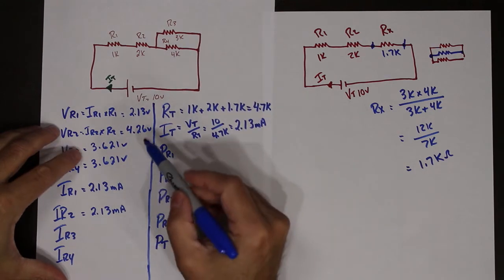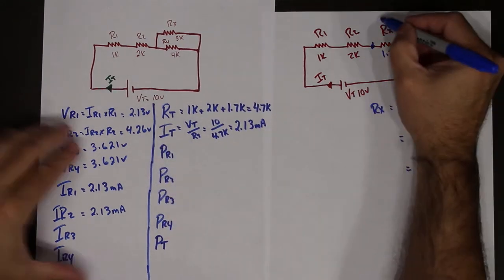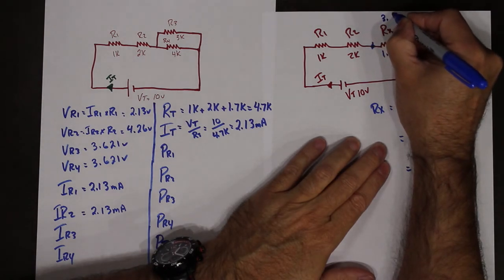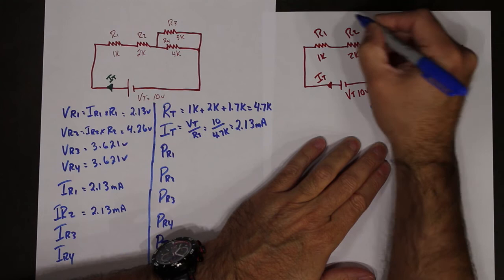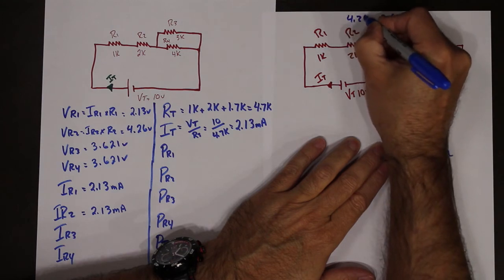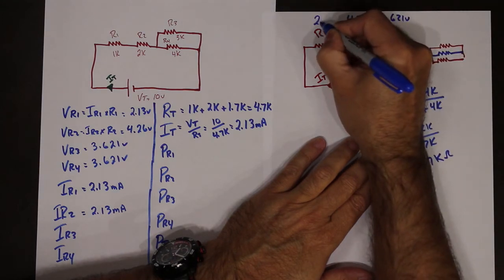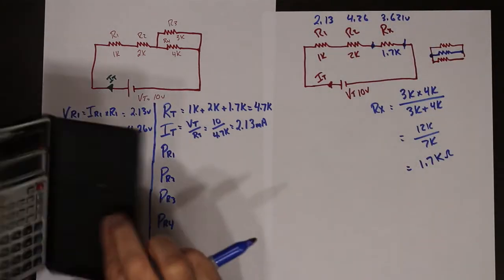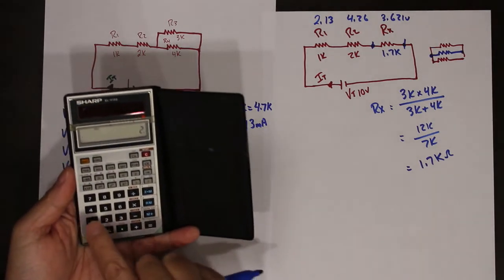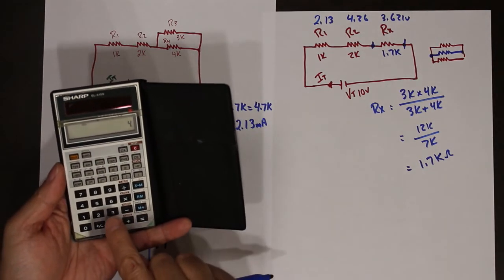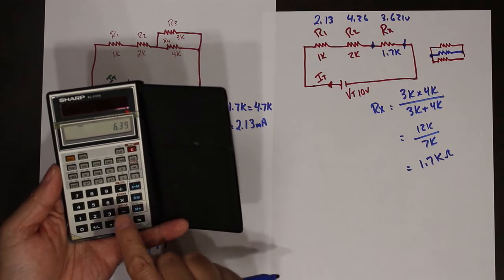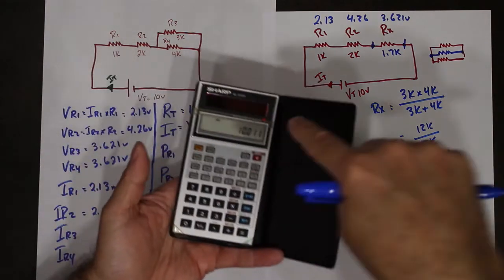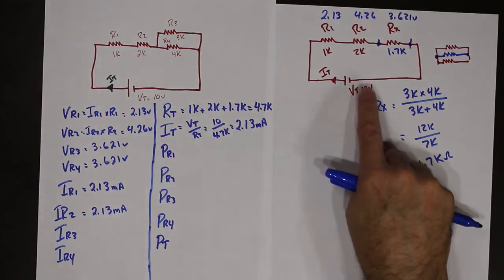We can prove that all to be true. So we have here 3.621, I believe I said, 4.26, and 2.13 volts. If we add up all of those, 2.13 plus 4.26 plus 3.621 equals 10 volts.